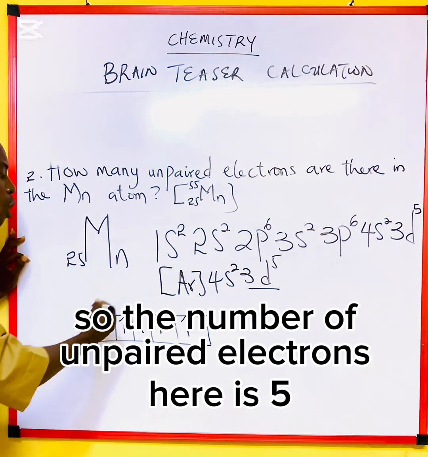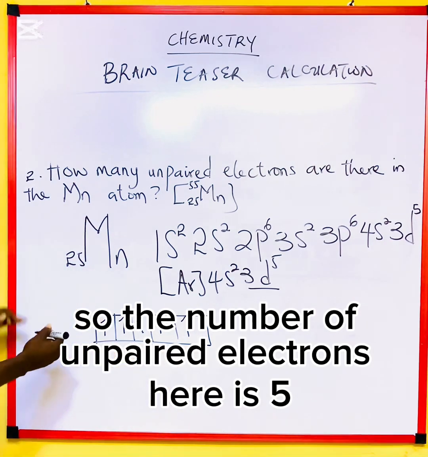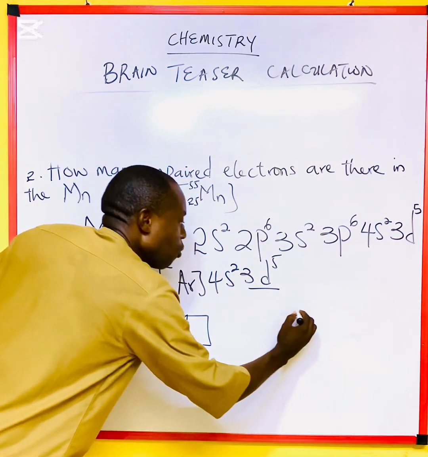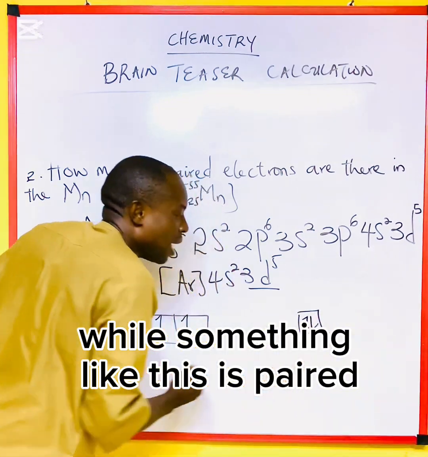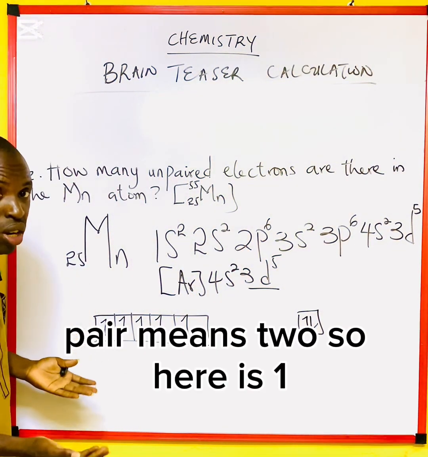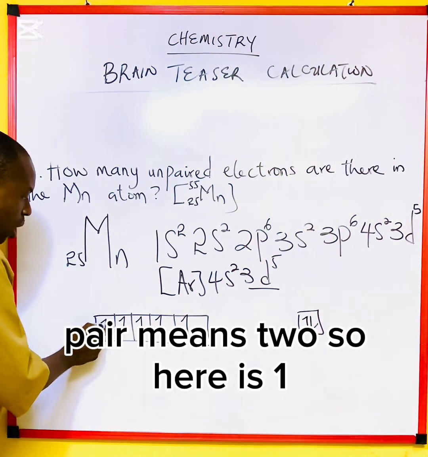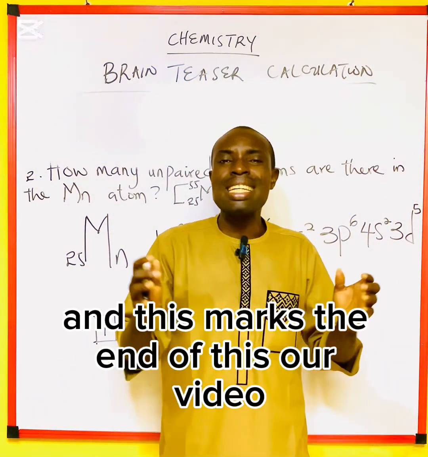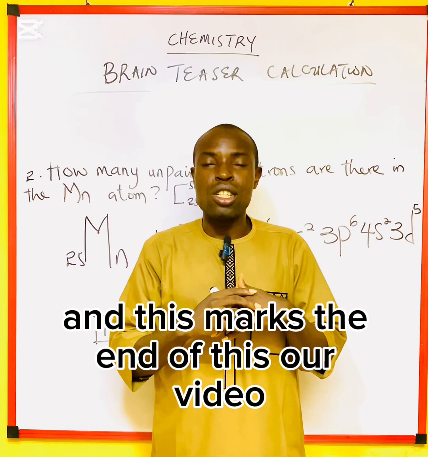So the number of unpaired electrons here is 5, because this is unpaired, while something like this is paired. Pair means 2. So here is 1, 2, 3, 4, 5. 5 unpaired electrons. And this marks the end of this our video.